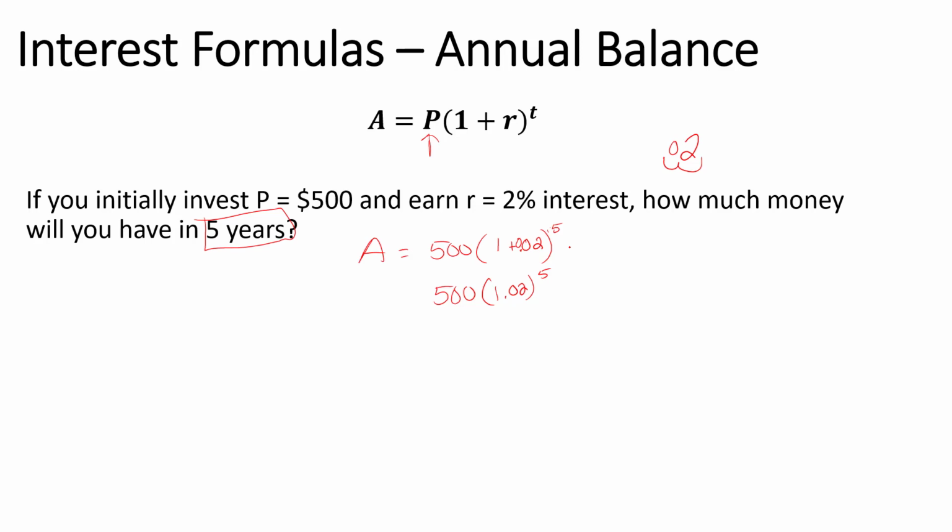And at this point, I just recommend that you plug that into your calculator. 500 times 1.02 raised to the 5th power. And you will end up with something like, the amount now in your balance is $552.04.